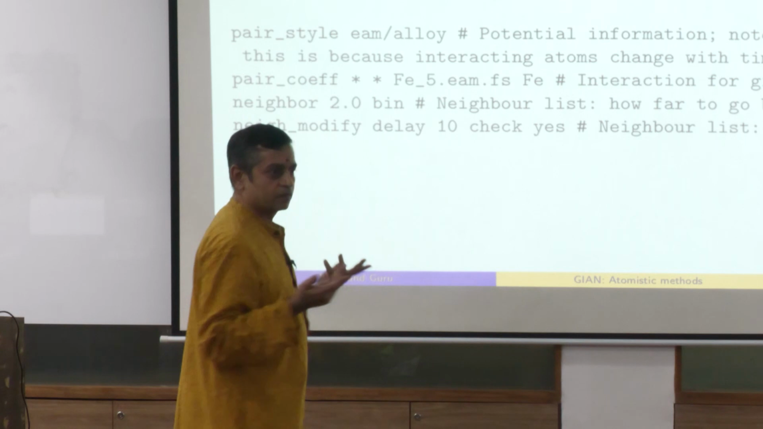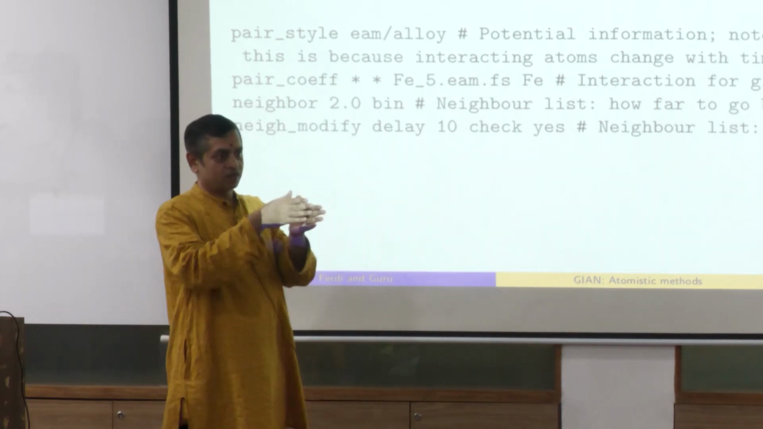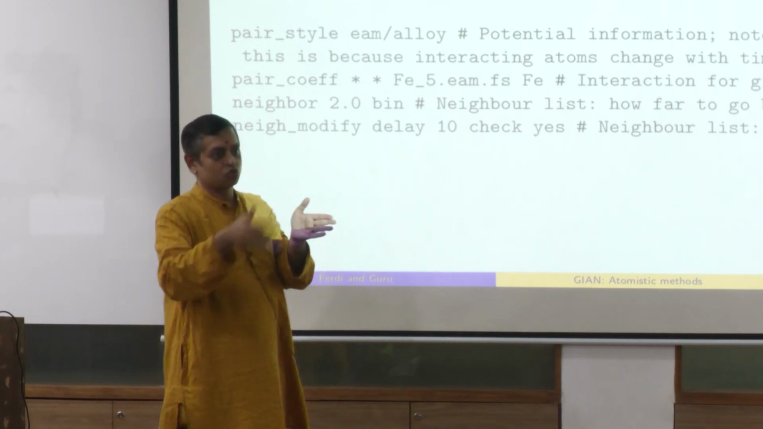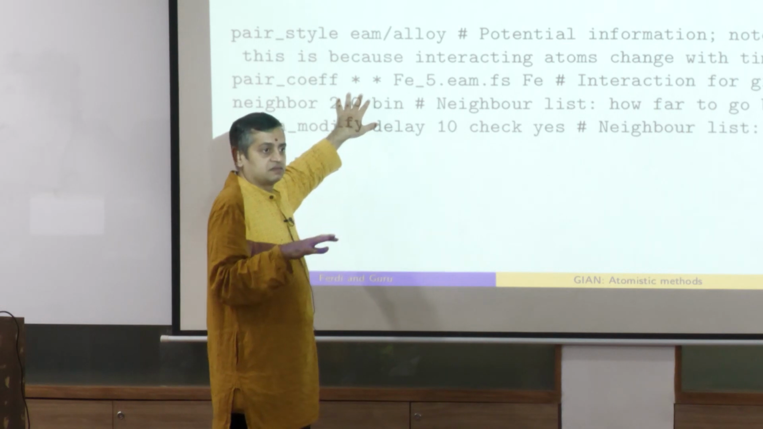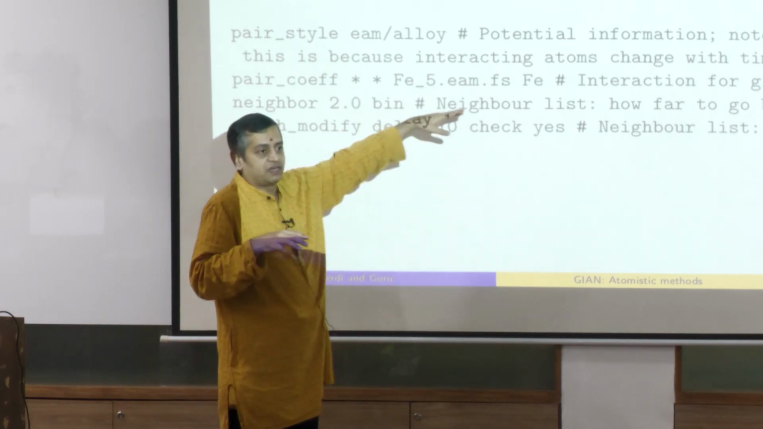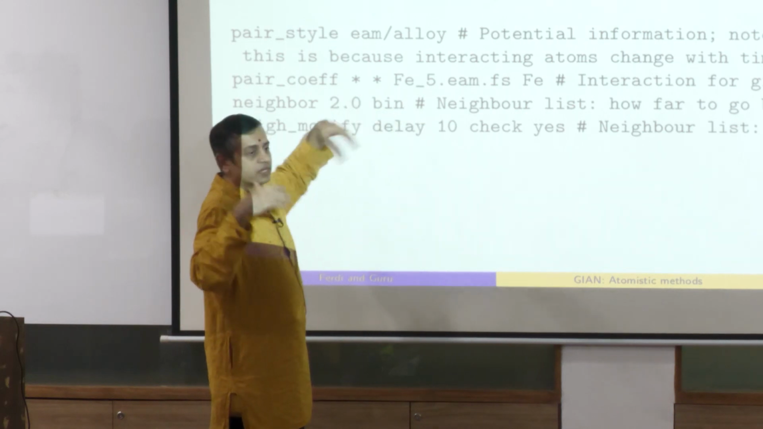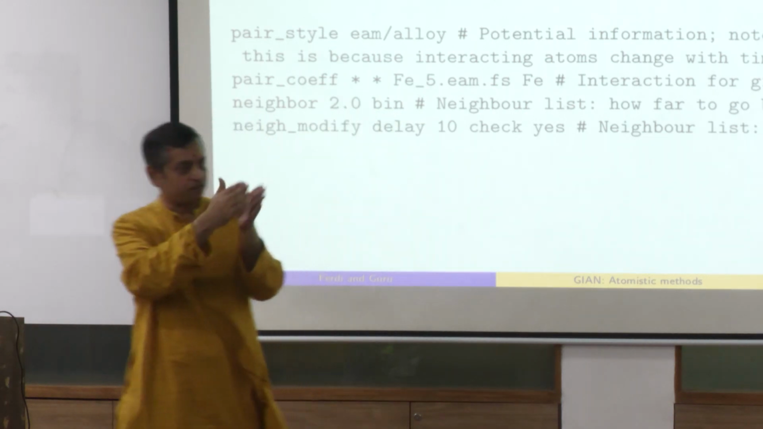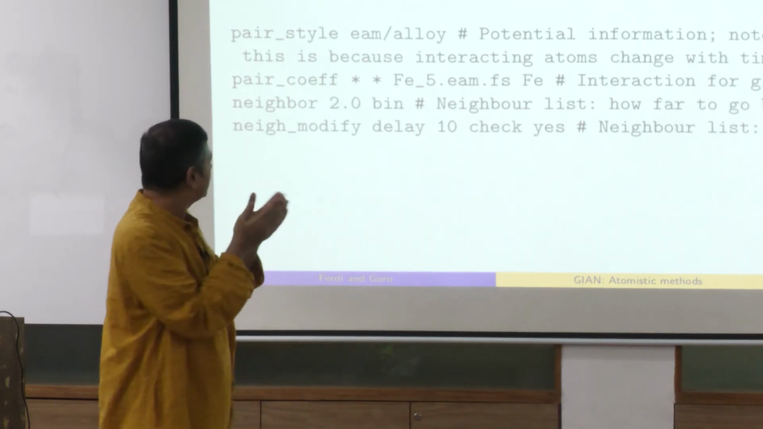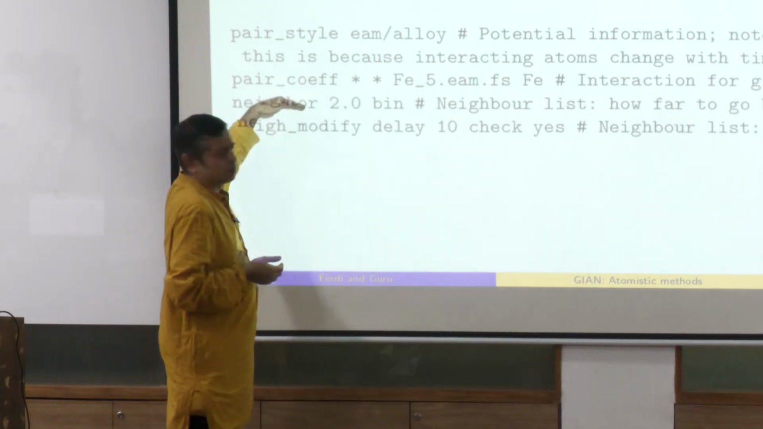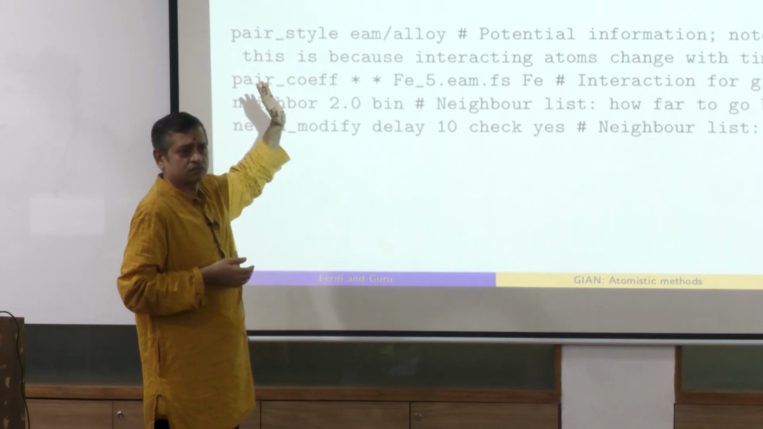But if you are doing LJ, for example, you give for 1 1 this is the interaction, 2 2 this is the interaction, 1 2 this is the interaction. So it is possible to use a wild card, which means read this file and take the information for this element, or you can specify the interaction for a specific pair. Whatever is the latest pair coefficient command will overwrite whatever was there earlier.